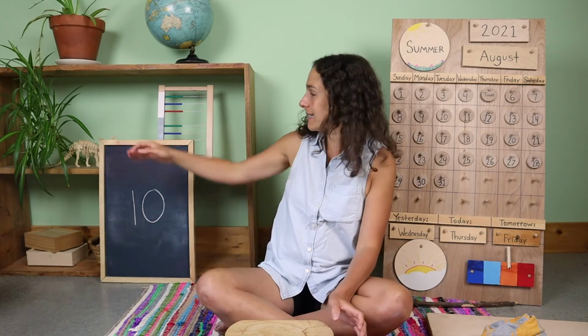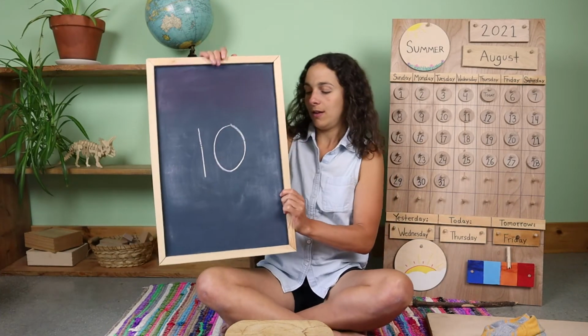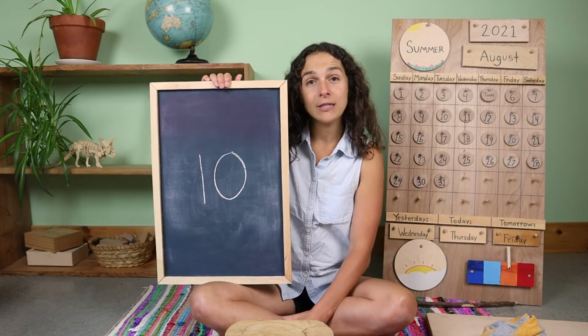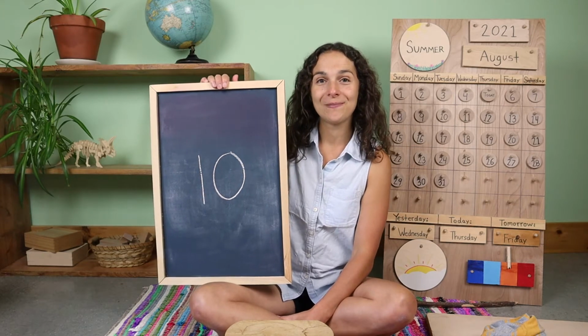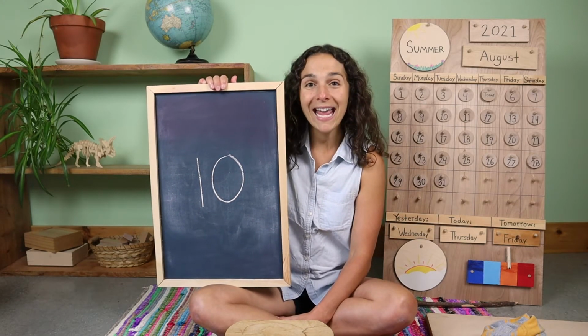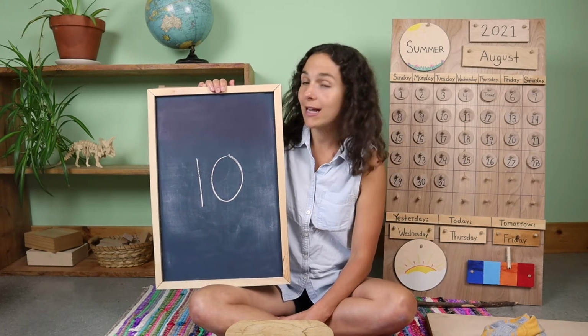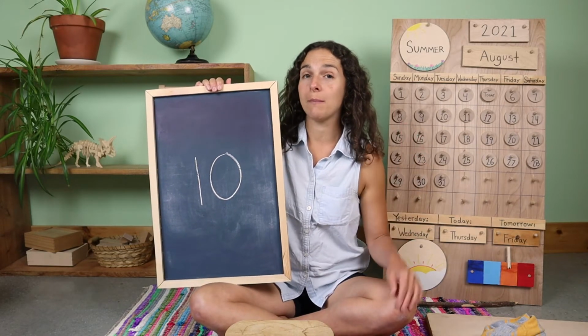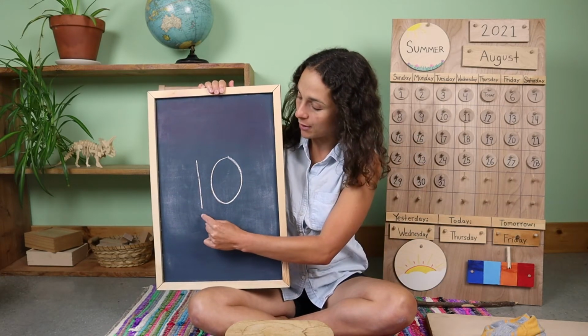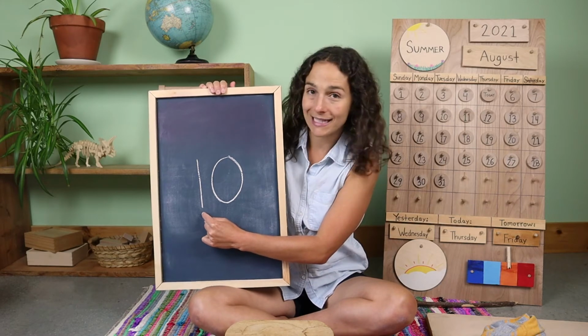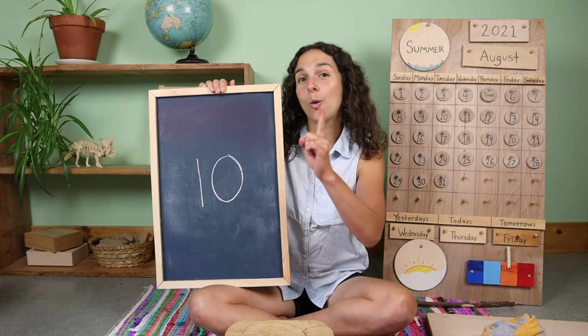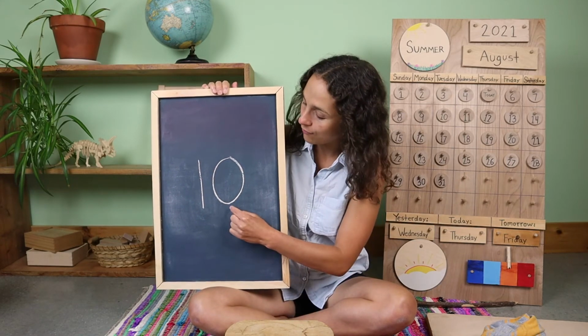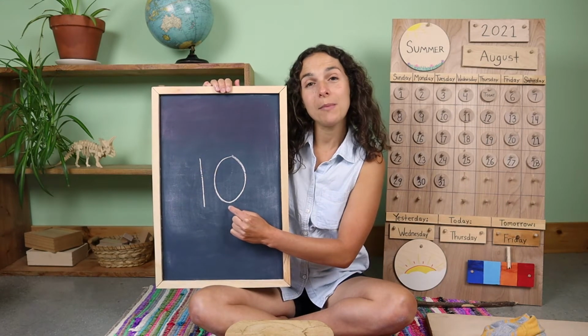And here is the number of the week. Friends, what double-digit number is this? Do you know? 10. That's right. When you write the number 10, you have to write 2 numbers. First, you write this number. Can you tell me what number this is? 1. And then you write this number. What number is this?